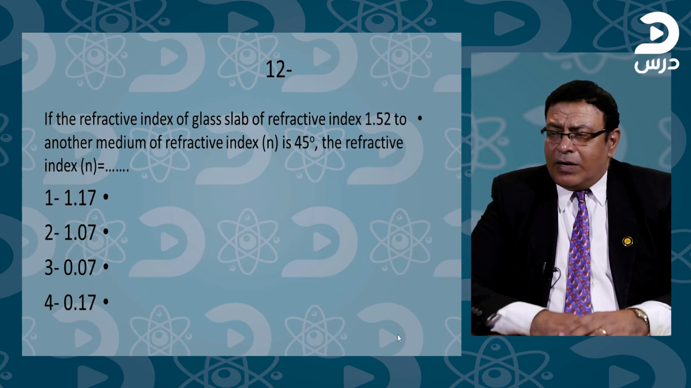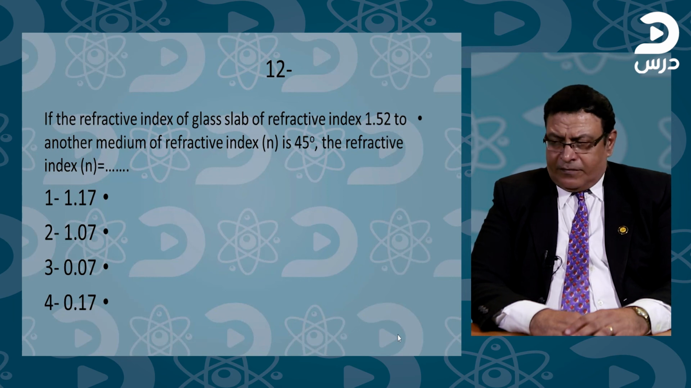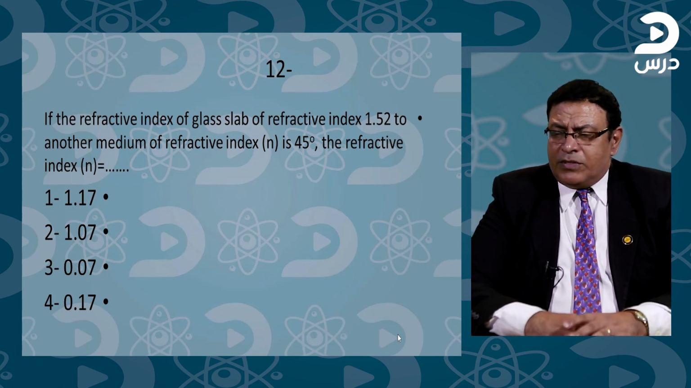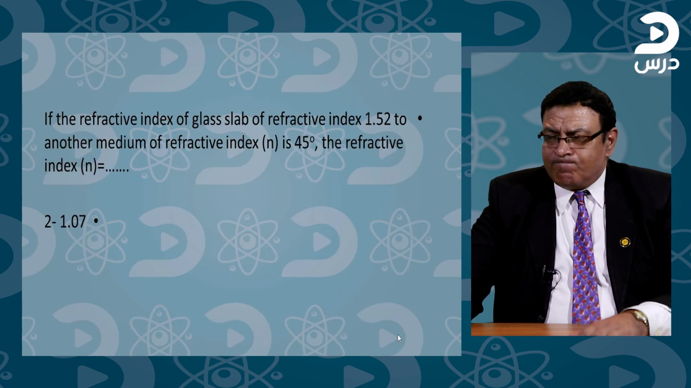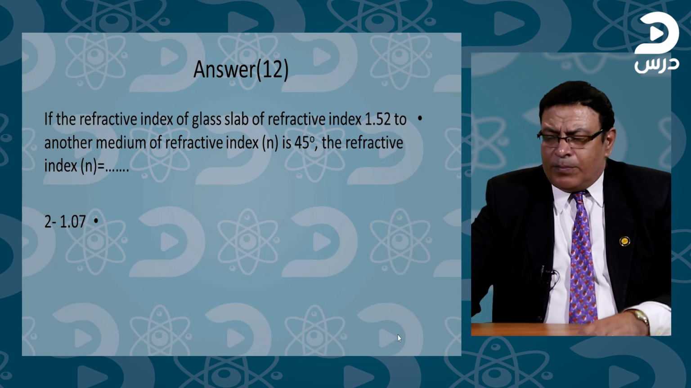Problem number 12. If the refractive index of a glass slab of refractive index 1.52 to another medium of refractive index n is 45, the refractive index n is 1.17 ولا 1.07 ولا 0.07 ولا 0.17. الانسرز ال n هنا هتطلع يبقى the refractive index of glass slab of refractive index 1.52 to another medium n is 45 if refractive index equal 1.07.